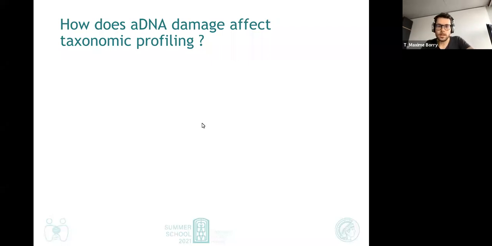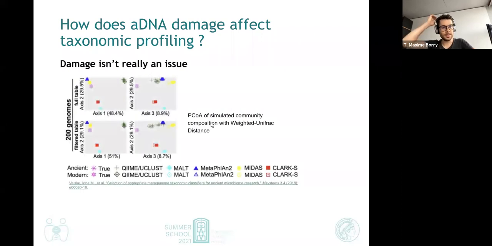So here are the results. Actually, it's a question that scientists in the field were asking themselves. And it turns out that damage is actually not really an issue. This is a figure from an article from Irina and colleagues that was published two or three years ago, 2018, yes. On this figure, they compare simulated microbiome communities with and without damage, and they use different taxonomic classifiers. Here you have MetaPhlAn, you have MALT, you have some others that I didn't introduce.